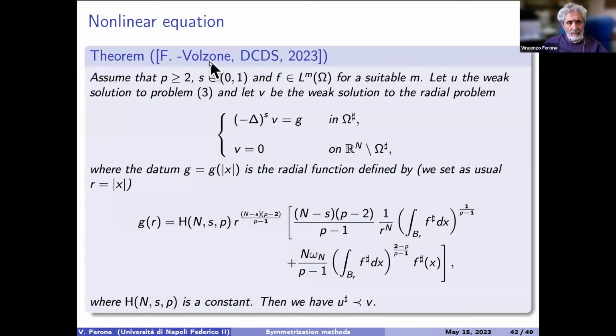And then in a paper in Discrete and Continuous Dynamical Systems with Bruno Volzone, we have proven that we can find a suitable comparison, which is not optimal. Actually, we think that one can do better. There is a comparison problem with a problem which does not have on the right hand side the rearrangement of f, but another function which is defined here.